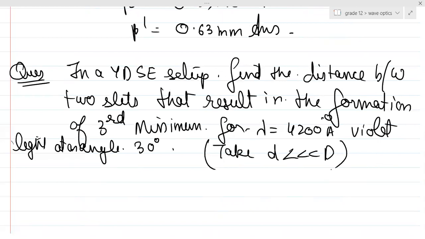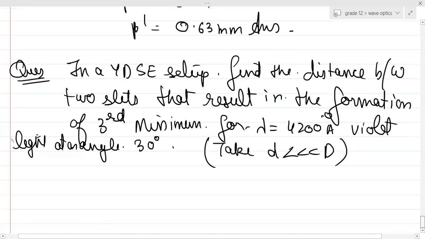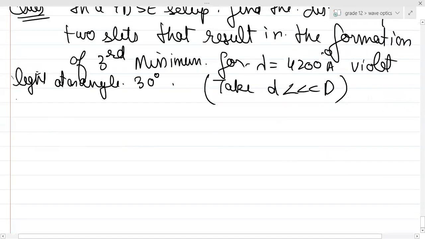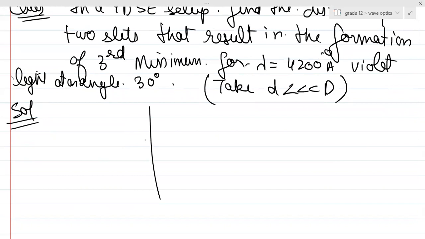Read the question very calmly. See, wave optics is very easy, till the time you are considering everything and able to visualize everything. Otherwise, it can become a nightmare as well. So anyways, this is our screen.